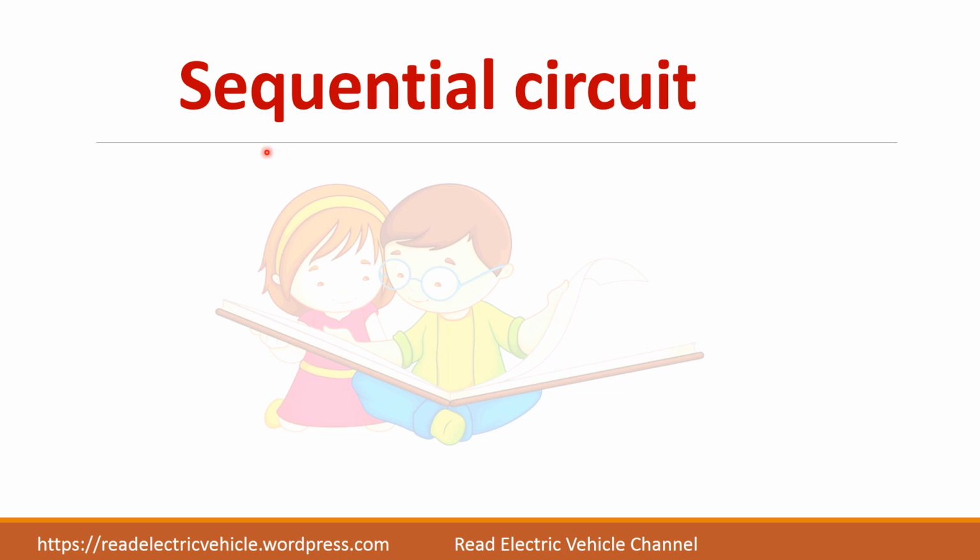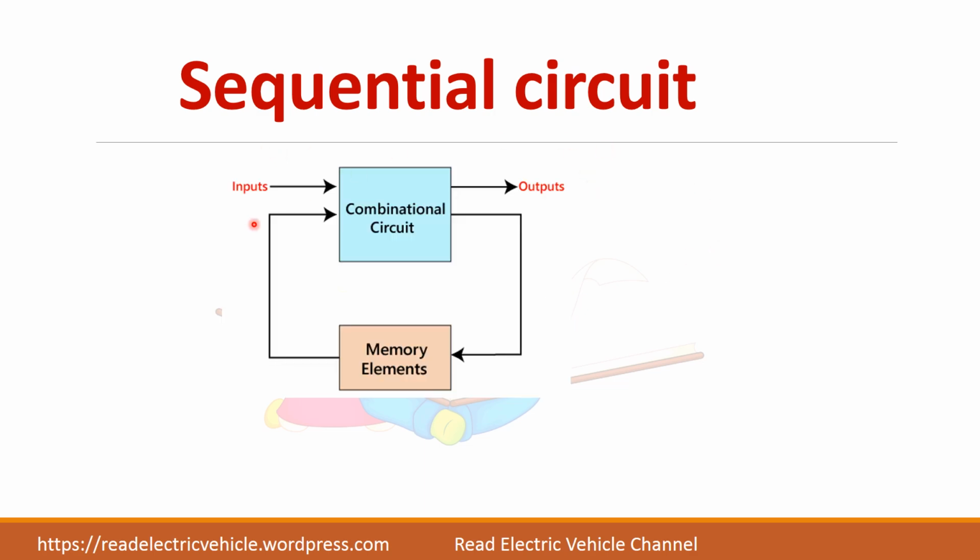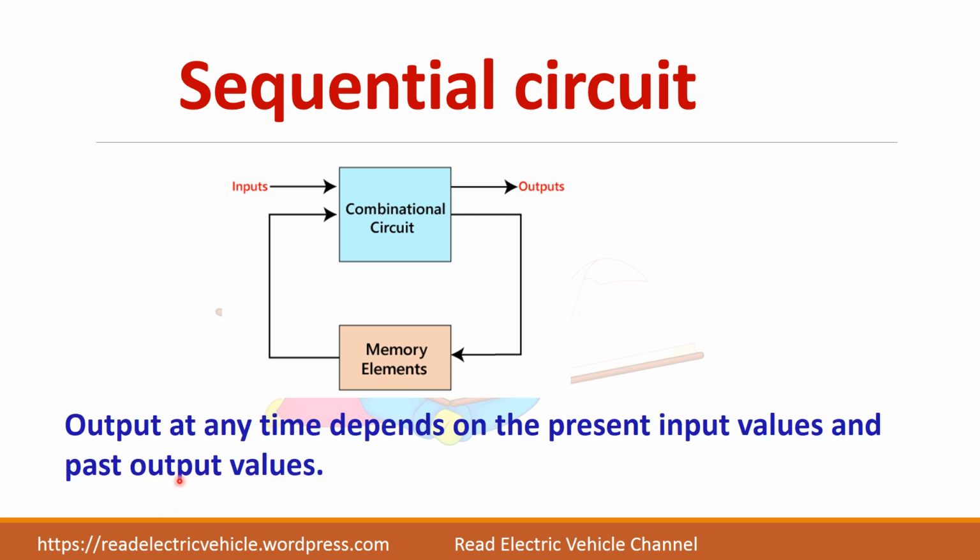Next we will see about sequential circuit. You see the picture here, this combinational circuit is there. The output of this circuit is again fed back to the combinational circuit as input. So this type of circuit is called a sequential circuit. That is, you need some memory, or you need the past output information, to get the present output. So here the output at any time depends upon the present input value plus the past output value.